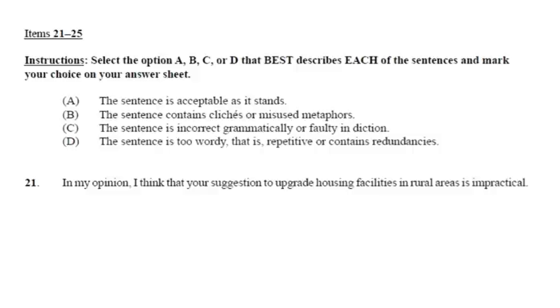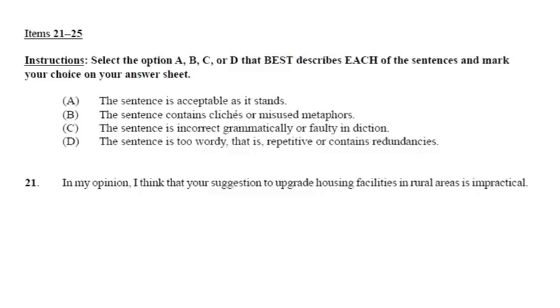Items 21 to 25. Select the option A, B, C, or D that best describes each of the sentences and mark your choice on your answer sheet. Based on the sentences, you have 4 options to choose from. A, the sentence is acceptable as it stands. B, the sentence contains clichés or misused metaphors. C, the sentence is incorrect grammatically or faulty in diction. And D, the sentence is too wordy, that is, repetitive or contains redundancies.